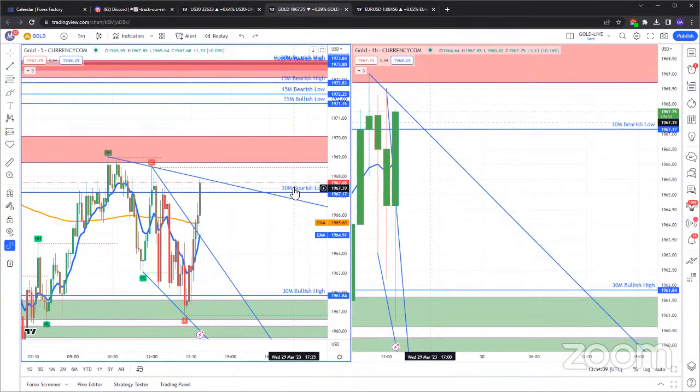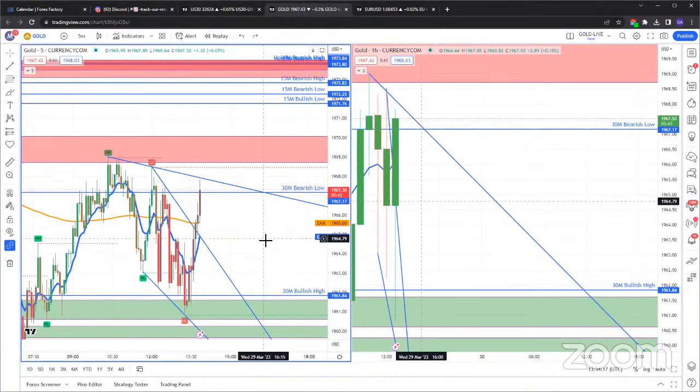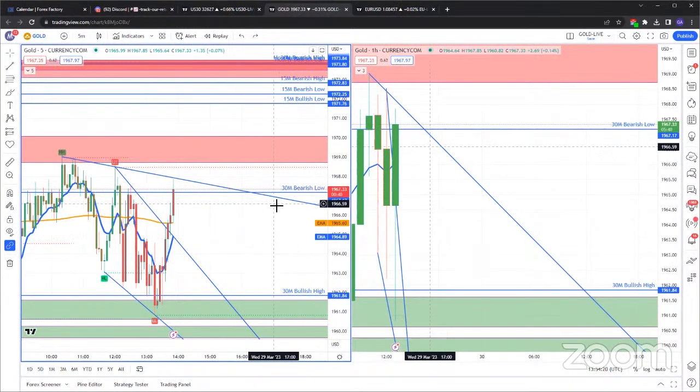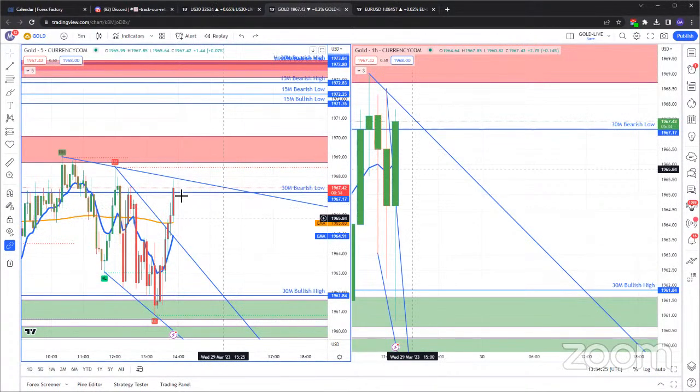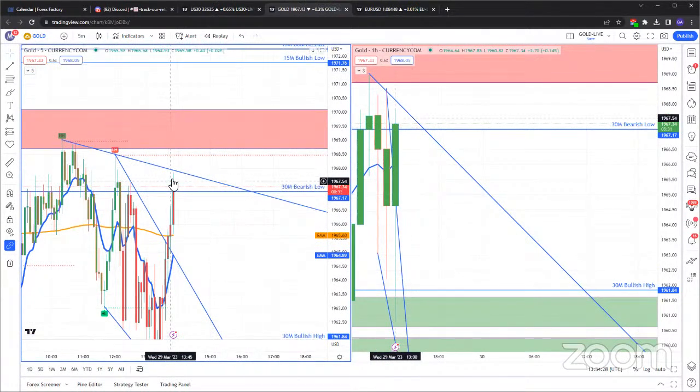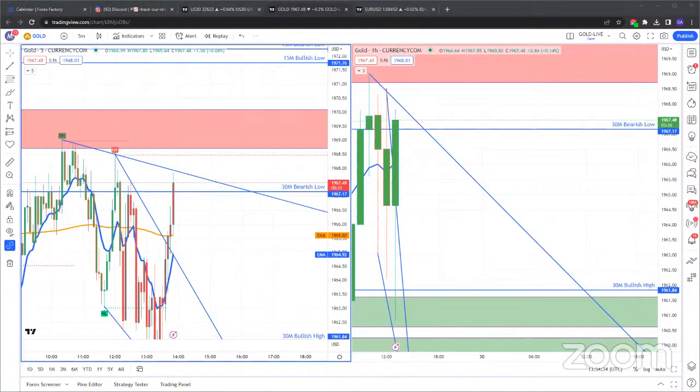Again, I do not trade 30-minute and 15-minute bullish or bearish zones if they're just by themselves. So this 30-minute bearish low, it's by itself. It doesn't have a previous daily high. It doesn't have any other high time frame zone around it. However, this is what I want to see for a sell, right? I want to see this trend line being respected. But I think we're definitely better off just looking for EU trades and gold trades.